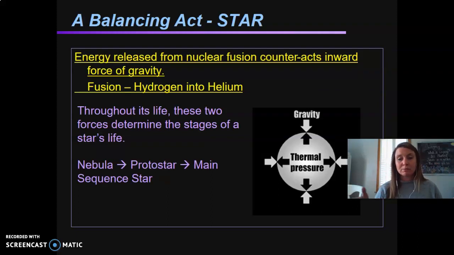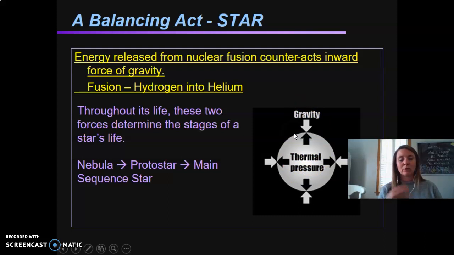The next stage is probably the most important one, and we call this the main sequence star, meaning that it is doing nuclear fusion. It is taking hydrogen atoms, pushing them together to fuse together to form helium. That's what this is talking about here: energy released from nuclear fusion counteracts the inward force of gravity. So we have this nuclear fusion that's happening here with this thermal pressure, and then gravity's pushing in there.